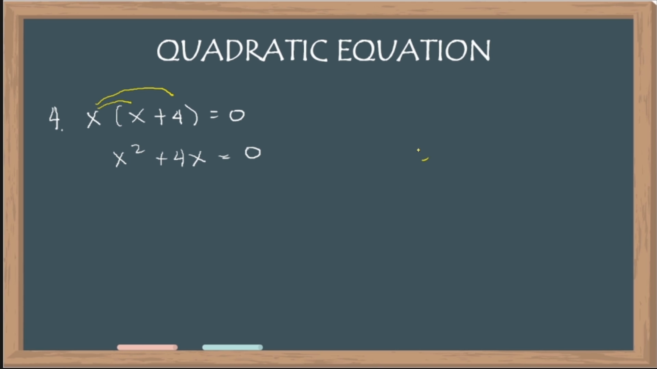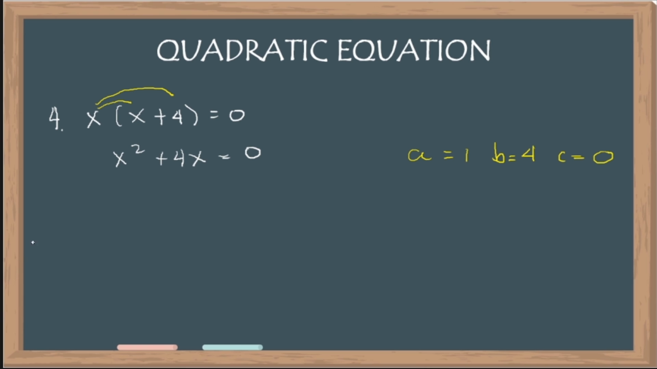Now, value of a in this equation is, so, understood na may 1 dyan. So, a is 1. The value of b is coefficient ng x, that's 4. And the value of c is the constant. Since wala namang constant dito, so understood that it is 0. Kasi wala namang constant dyan.